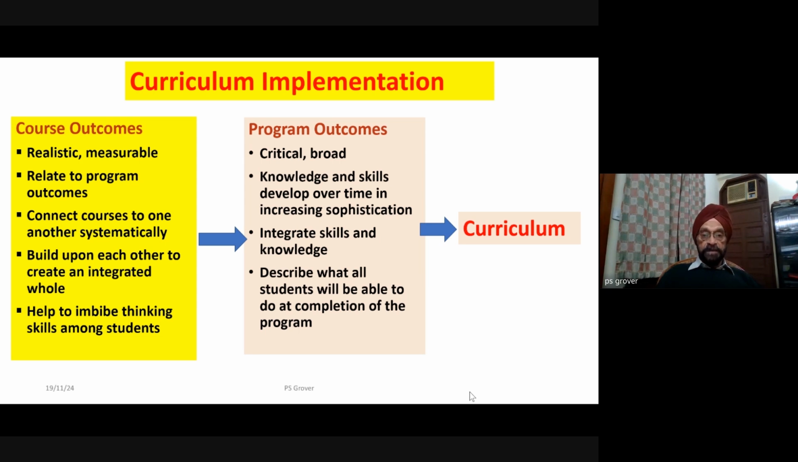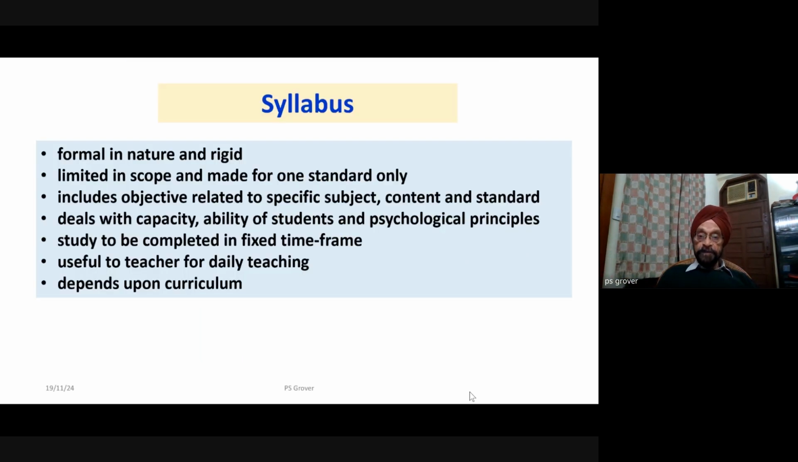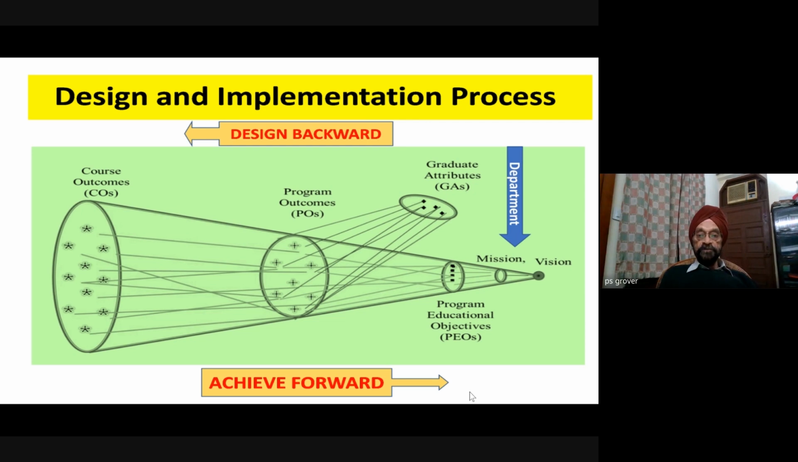In order to implement curriculum, so we have designed the curriculum, we need to define the course outcomes which are measurable. And course outcomes help us to measure the program outcome. And program outcomes lead to the fulfillment of the curriculum. So the reason I'm giving you this view is, look at this figure, we say we have designed the curriculum keeping in mind the vision, mission, graduate attributes, program outcomes. This is how we design.